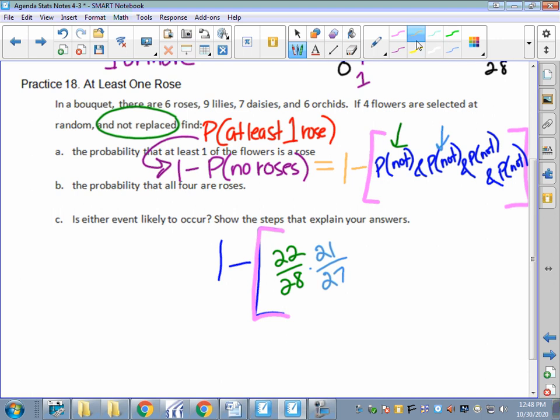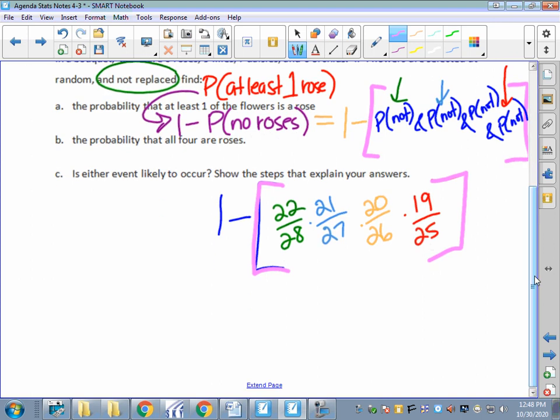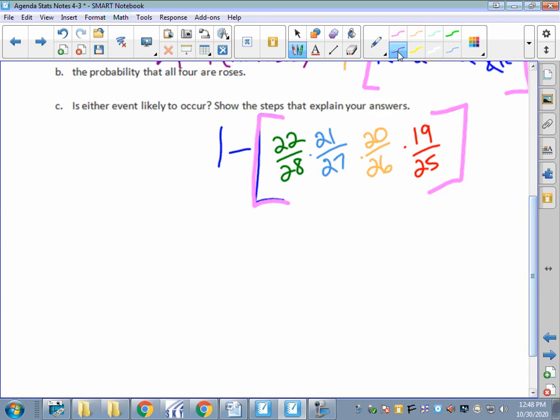Third pick, not a rose. How many not roses do I have left? 20 out of 26. And my last pick then, I've got 19 flowers that are not roses out of 25. So I need to do myself a big old multiplication problem of all of those. I think when you do your whole 22 over 28 times 21 over 27, blah, blah, blah, I believe that comes out to 0.3573. I could have left it as a fraction. The denominator gets a little ridiculous.